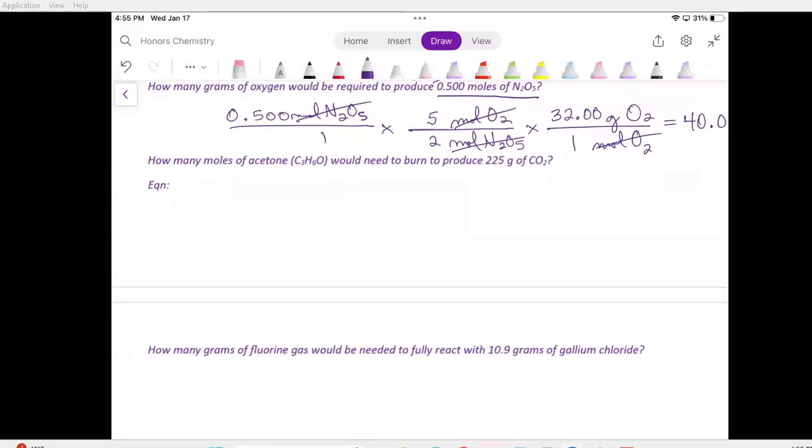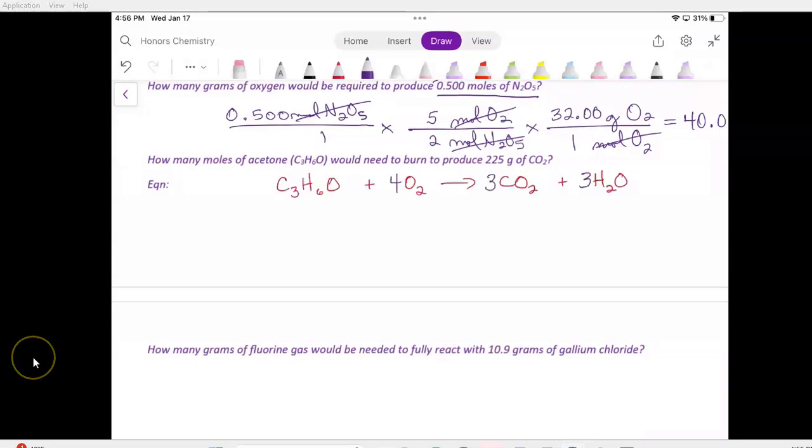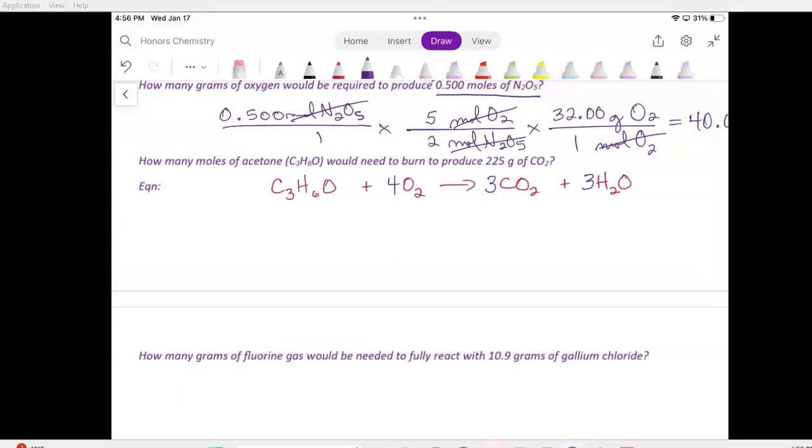All right, this next problem is asking us for moles of acetone needed to burn to produce 225 grams of CO2. We do need a balanced equation for this one, so see if you can come up with that. Go ahead and pause. Okay, so there's our balanced equation. And now we're going to start this time with grams of CO2. So 225 grams of CO2.